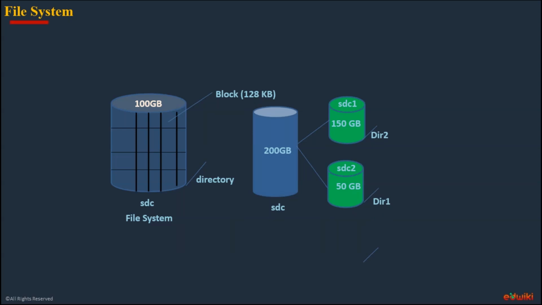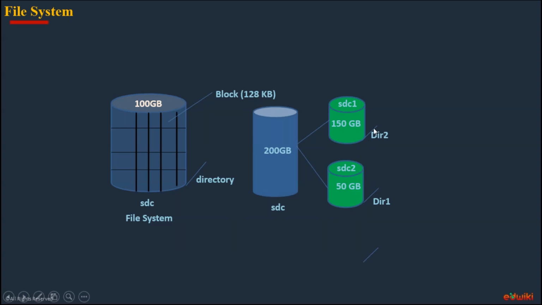You see here the 200 GB volume, I made it into two partitions. Ideally, if the volume name is SDC as an example, the partition names will be SDC1, SDC2. That's the naming standard, guys. And each partition can be created as a file system and can start storing the data.